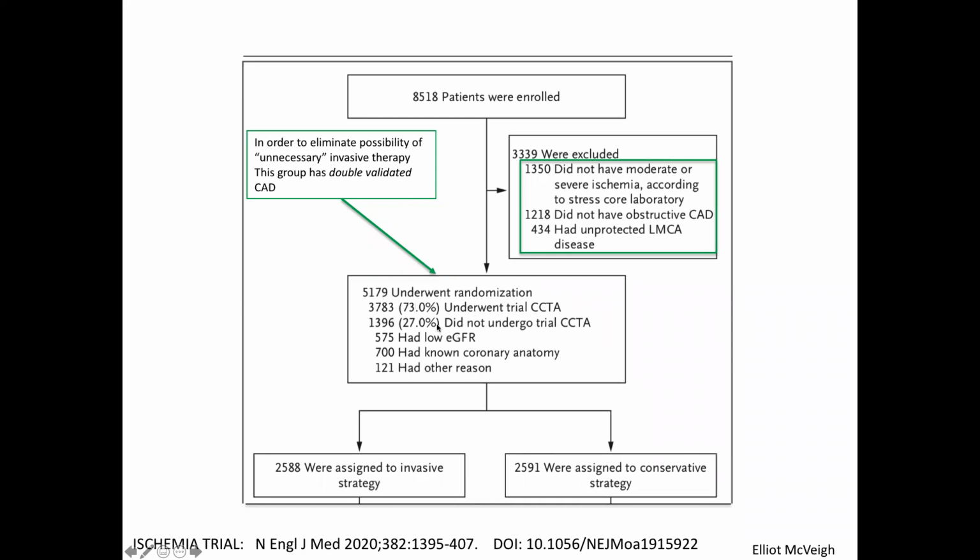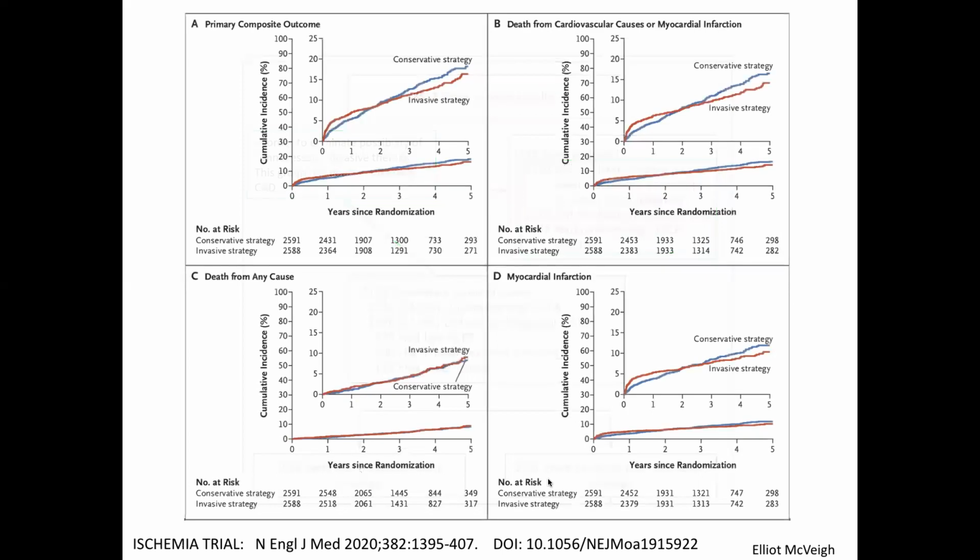And here are the numbers. 3,800, close to that, underwent, excuse me, CTA. So we have a huge number of scans to test here. 2,500 got PCI or CABG, and 2,600 got drugs, just drugs. And here's the end result. This is the composite outcome over 5 years. This is the cumulative incidence of events: they got myocardial infarction, they died for any reason, they wound up back in the hospital with a heart attack.